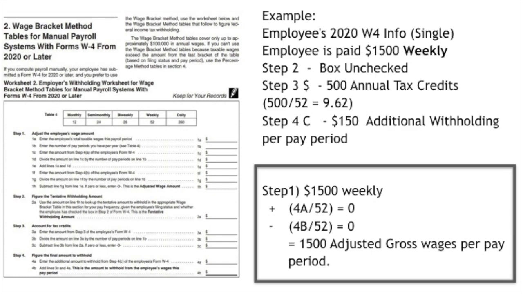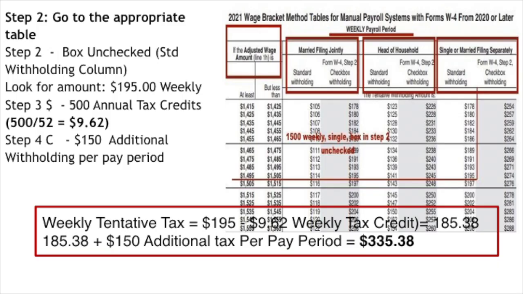Same thing with the annual deduction, and the information is coming from step 4B of the form W-4, which is also 0. So our adjusted gross wages per pay period in this example is $1,500. Now let's look at step 2 of the worksheet.